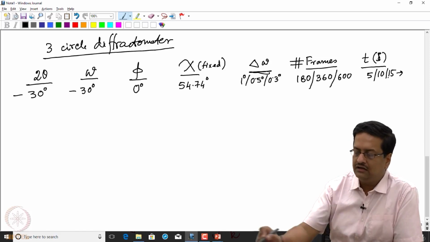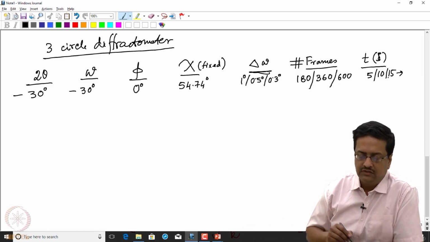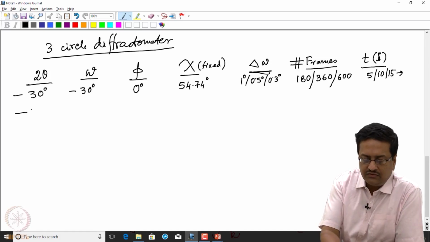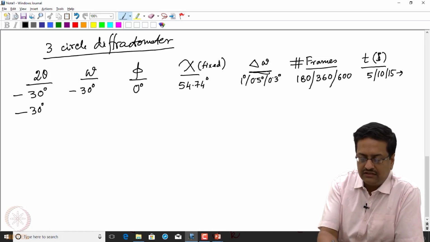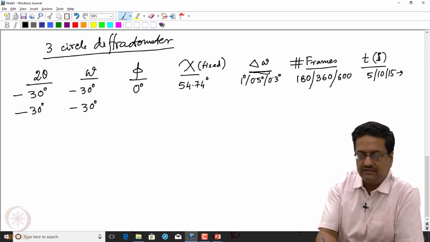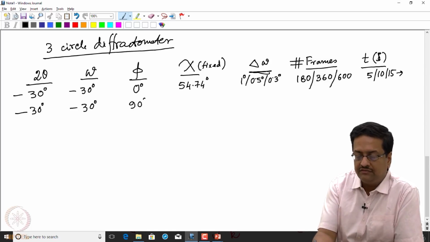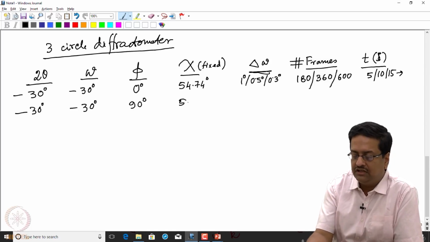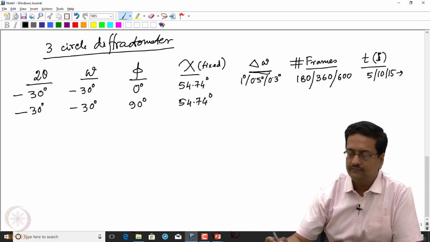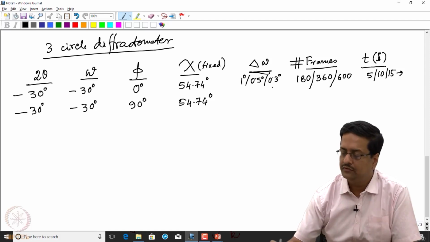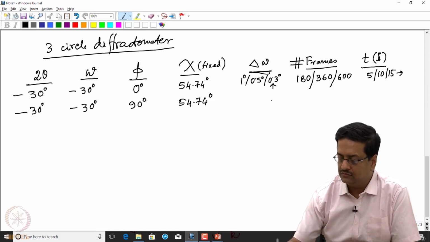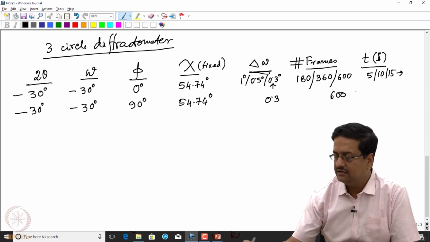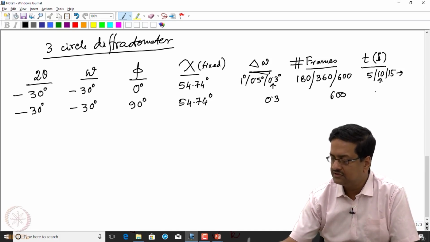So this is one set of data. The second set should be collected starting at minus 30. Again we start at minus 30. Now I change the phi to 90 degree, keep the chi fixed, this cannot be changed, and follow the same width. Suppose I follow the width of 0.3 degree and I record 600 frames for the same amount of time, suppose say 10 seconds.